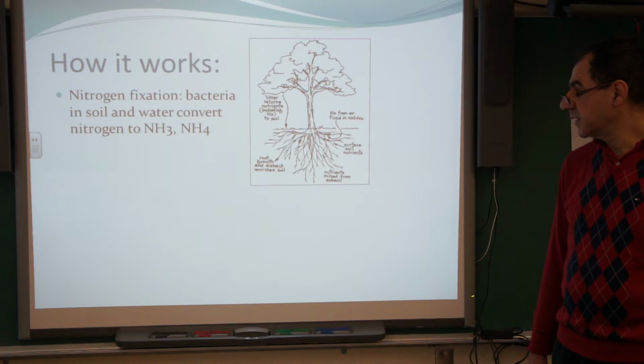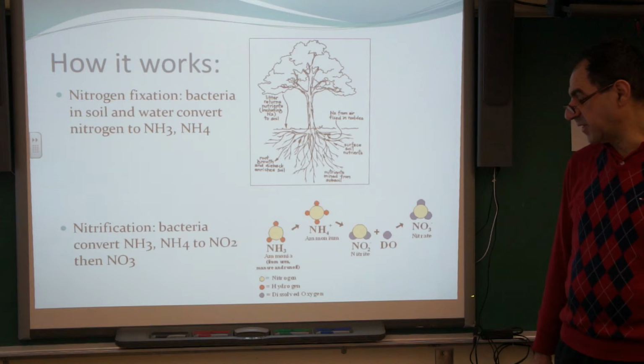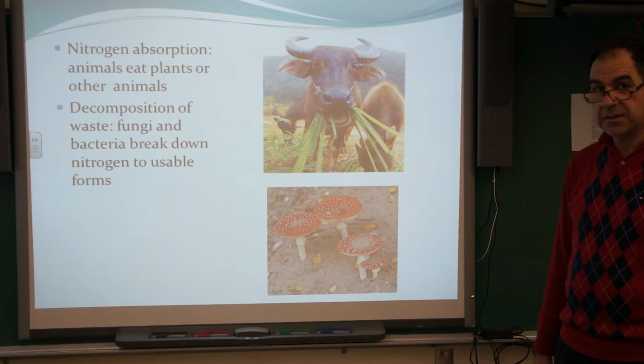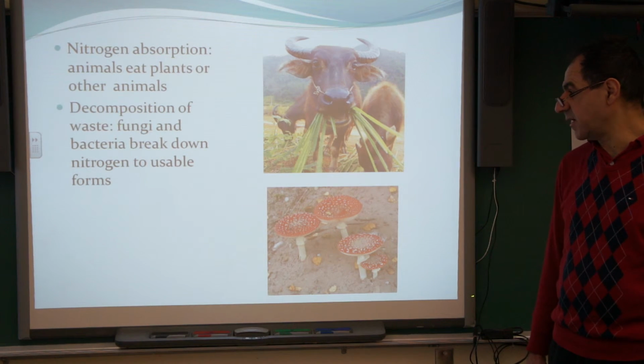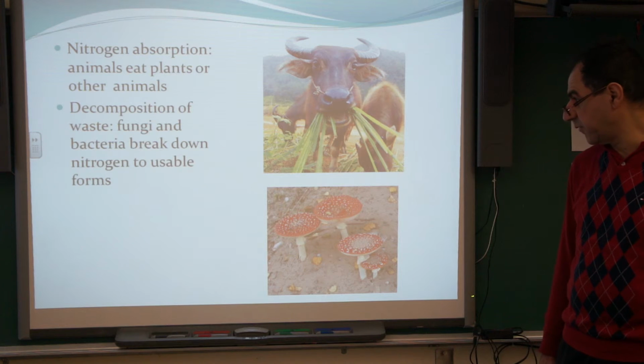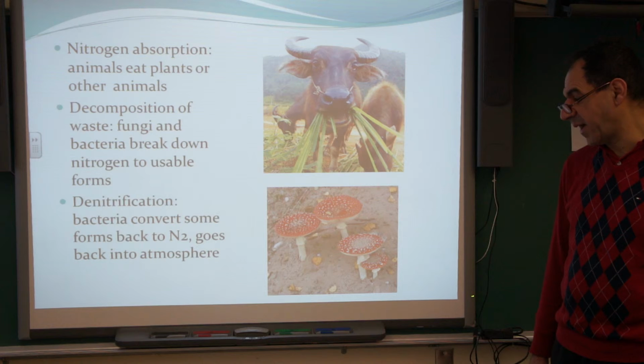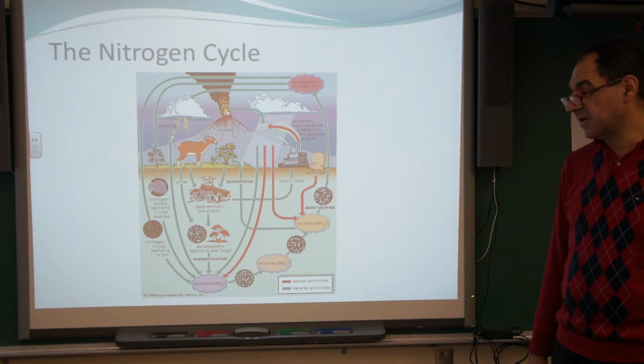How it works: nitrogen fixation: bacteria in the soil and water convert nitrogen to NH3 and NH4. Nitrification: bacteria convert NH3, NH4 to NO2, then NO3. Nitrogen absorption: animals eat plants or other animals. Decomposition of waste: fungi and bacteria break down nitrogen to usable forms. And denitrification: bacteria convert some forms back to N2, which goes back into the atmosphere. And here is the nitrogen cycle.